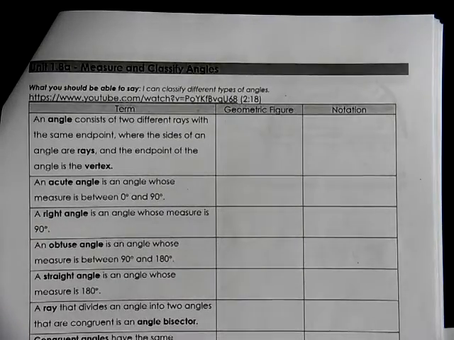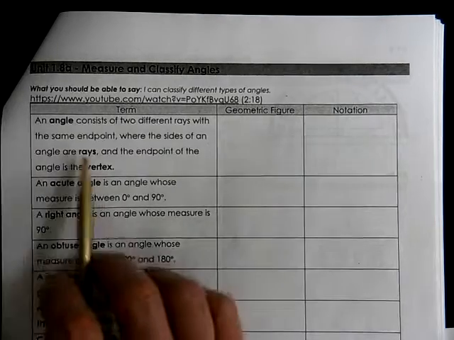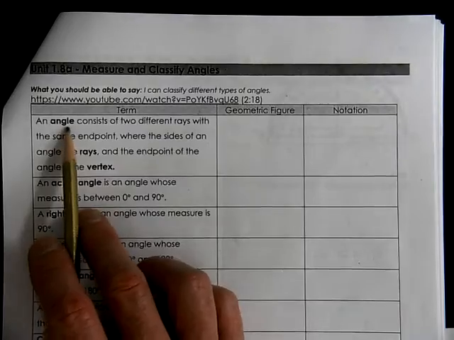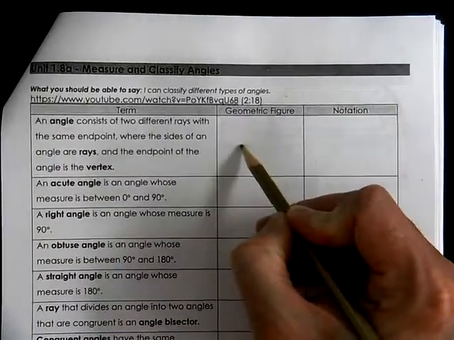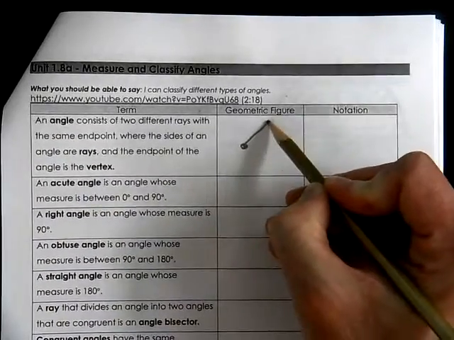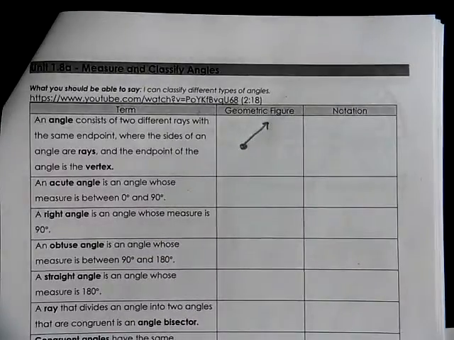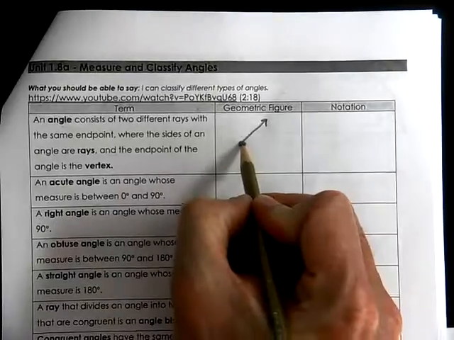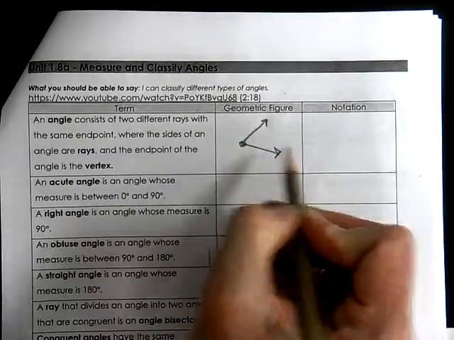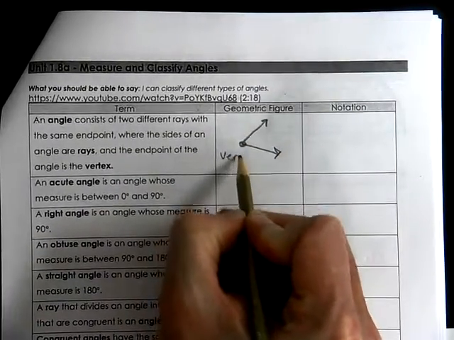This is Geometry, Unit 1.8a. We're going to measure and classify angles. So the first thing we're going to talk about is what an angle is. An angle is made up of two rays. And the two rays are going to share the same endpoint. And we call that endpoint the vertex.